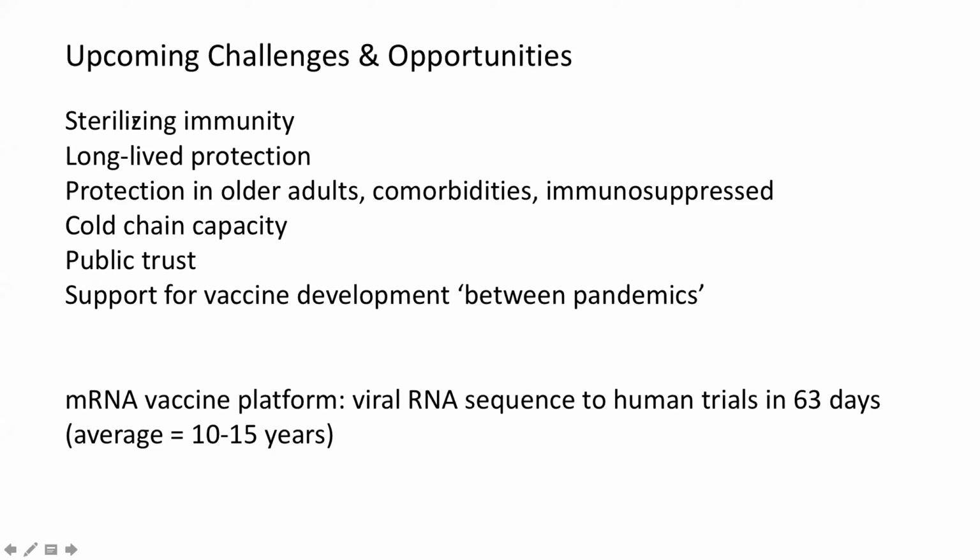And in that case, there's no herd immunity even on the table. I've mentioned long-lived protection. That's a big question with all of these vaccines, and we can't tell that from the short clinical trials that are taking place currently. The vaccine is going to need to protect people that are most at risk for severe disease, so older adults and people with comorbidities or immunosuppression. It obviously needs to be effective in these populations.